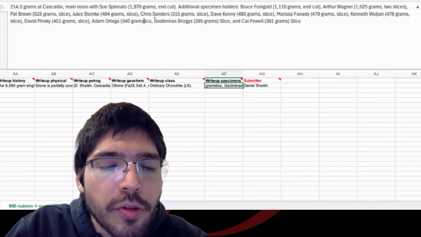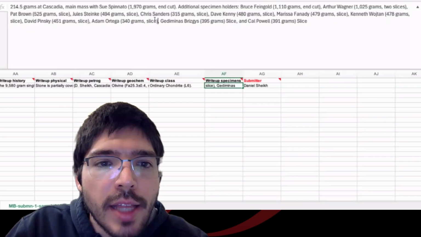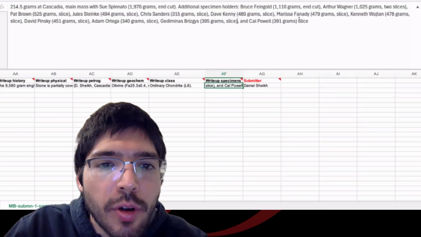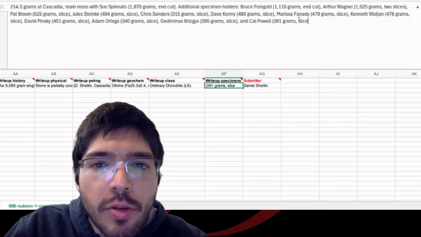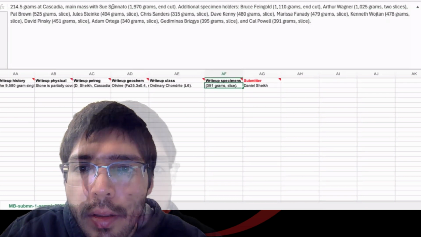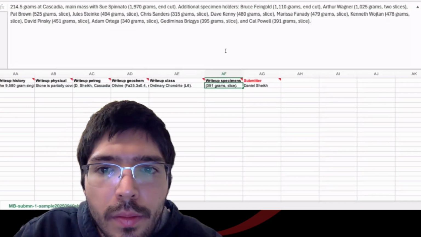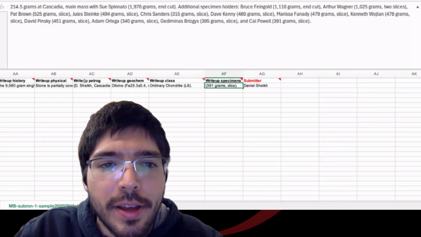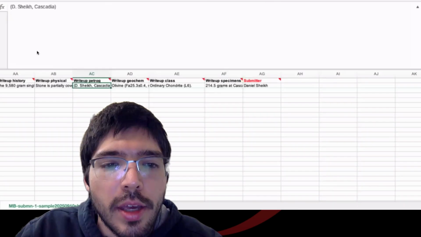So yeah, first, usually in some cases they like the main mass holder at the end, but it doesn't matter too much. So okay, so how much we have at the repository, main mass, and then the additional specimen holders, then we can just list everyone in here. Okay, I think we got everything here. So now we get to the write-up petrography section.